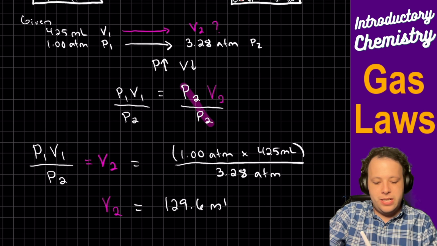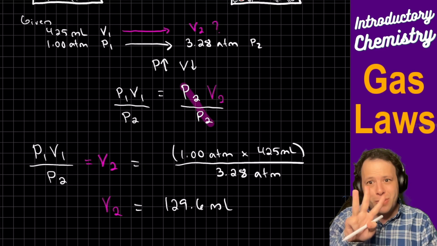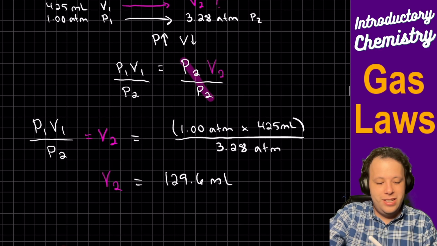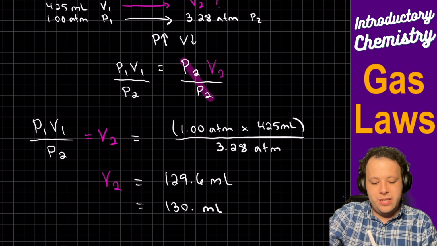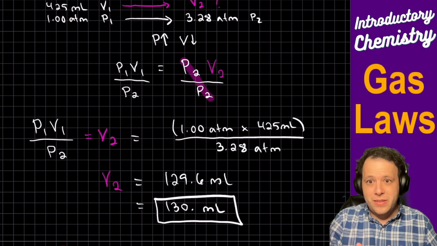129.6 milliliters. Now, is that the correct sig figs? You might notice there are 3 sig figs for all of your givens, so this will round to 130 milliliters. Okay, and now this will be your final answer there. So that's how we do Boyle's Law.